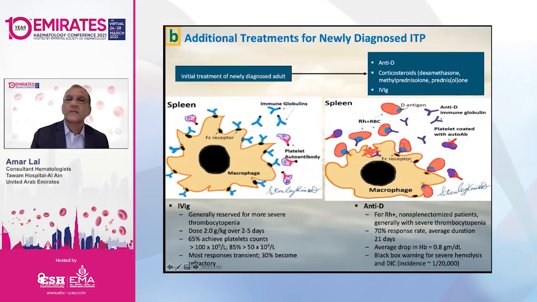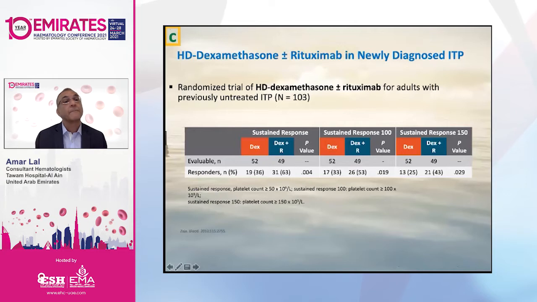How does anti-D work? Anti-D works in Rh positive blood groups. Suppose this is an Rh positive D antigen, and you give anti-D, it attaches to the RBC. So what happens is this RBC and antibody attach to the receptor in the macrophage. So all the receptors are occupied by this, and there is no place for the platelets coated with antibodies. So platelets are not destroyed. So this is how it prevents the ITP bleeding phenomenon.